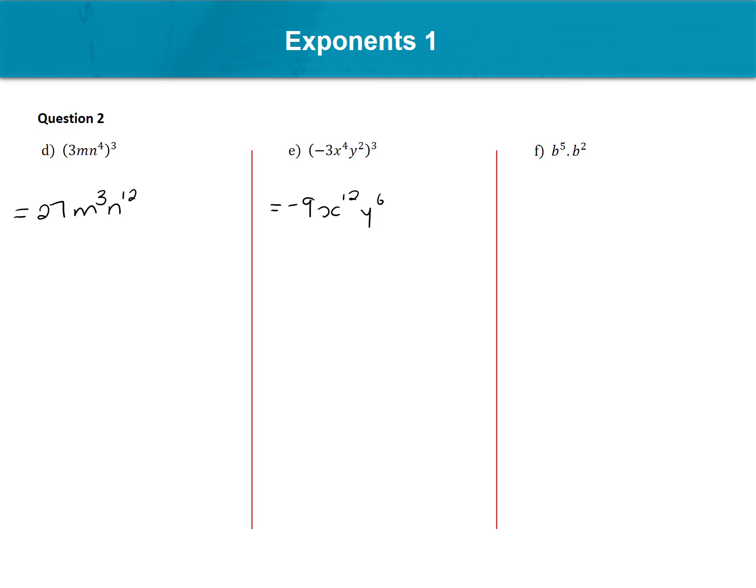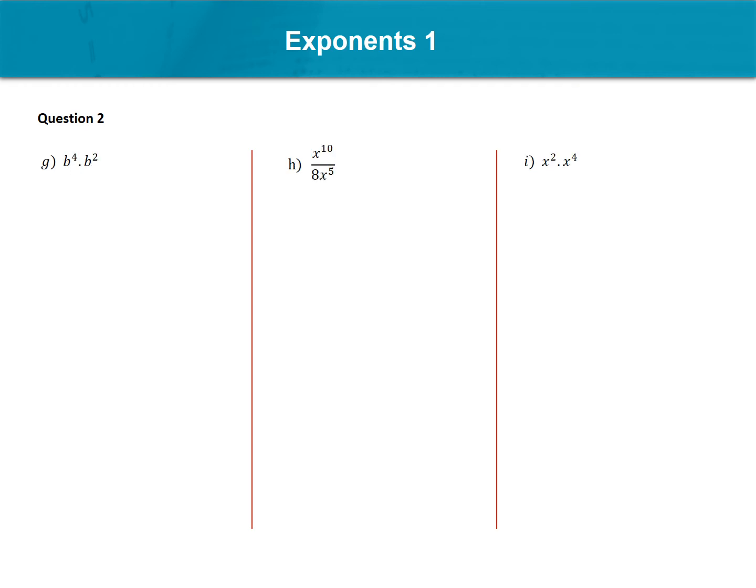So with question F, we have b to the power of 5 times b to the power of 2. So when you're multiplying exponents, you add them. So we have b to the power of 5 plus 2, which is b to the power of 7.